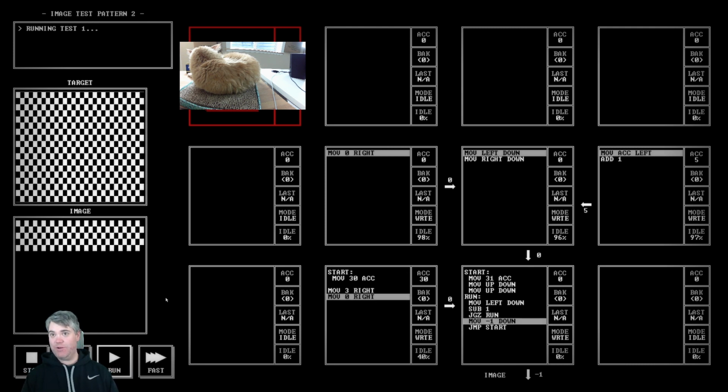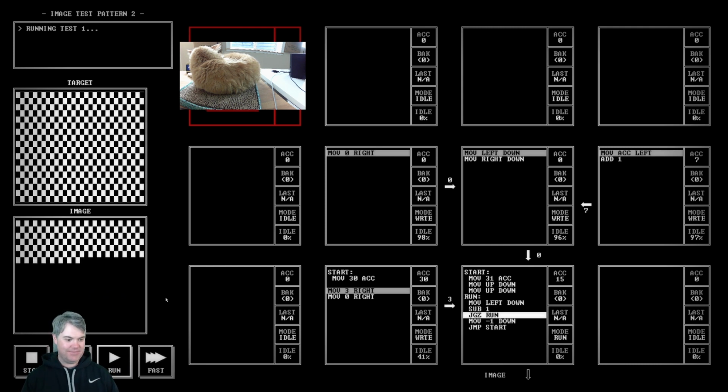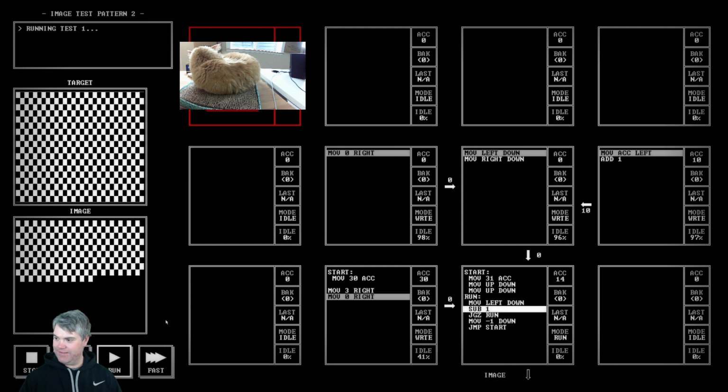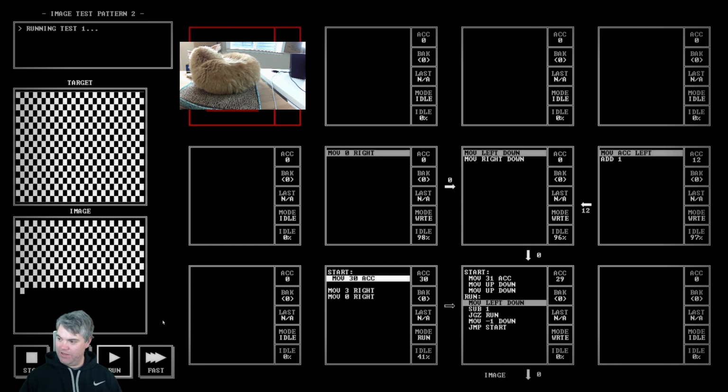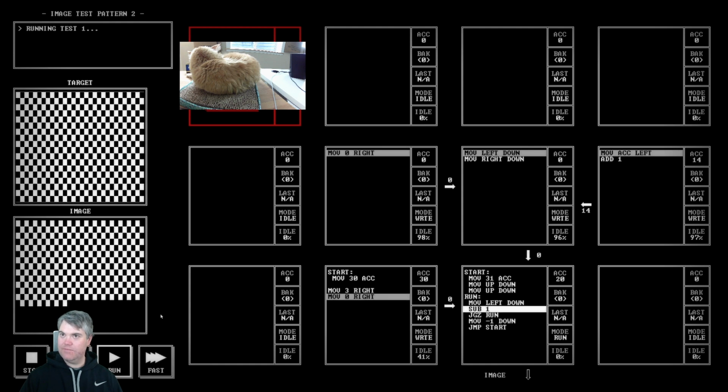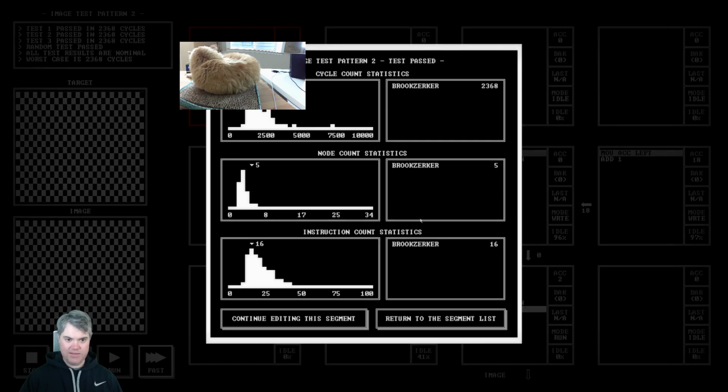So we'll wait until this one fills up, and then we'll do the fast mode. I'll do fast mode now. Move 0 down, move ACC down, add 1. Okay, so we got that.